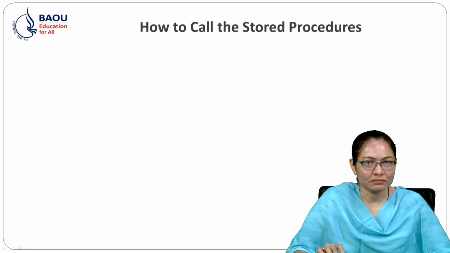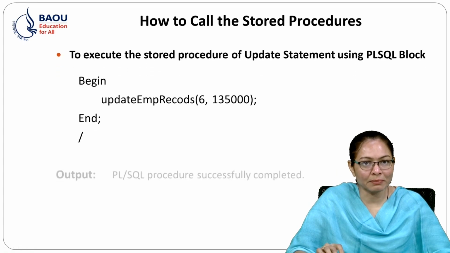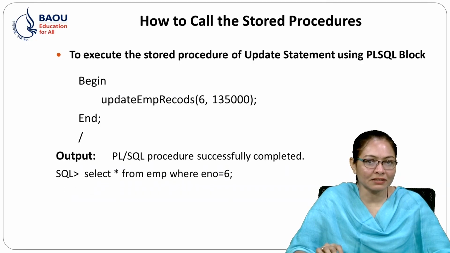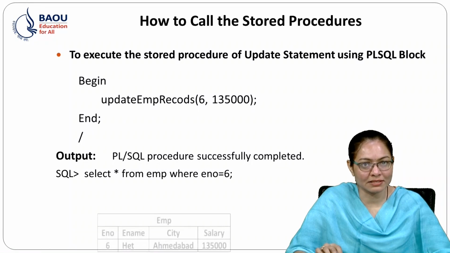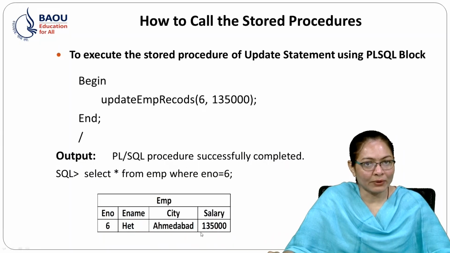Now PL/SQL stored procedure successfully completed, and using the select command we can check the output. Select star from employee where employee number is equal to 6. Then the salary is changed from 1,25,000 to 1,35,000 of the record number 6.